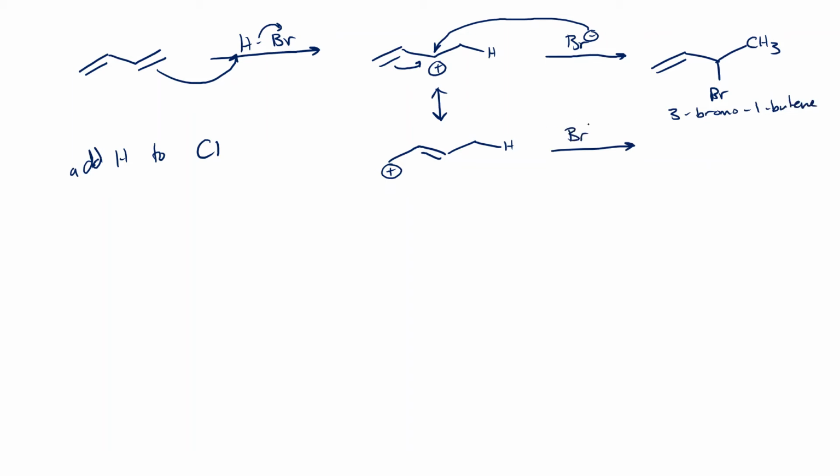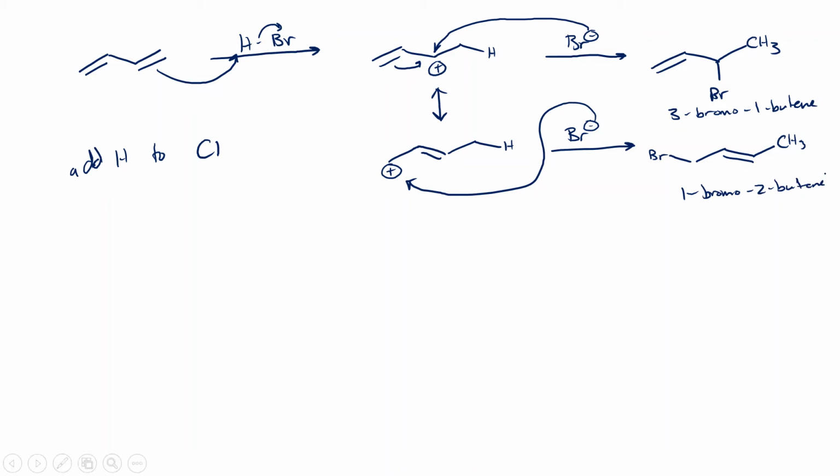Or the bromine can add to carbon 4 over here, and we can get something else. So this is CH3, our double bond is here. We have a bromine here. This would be 1-bromo-2-butene. So we get two different products depending on where we add the bromine, right? And so we add the hydrogen to carbon 1, and then we have a choice.